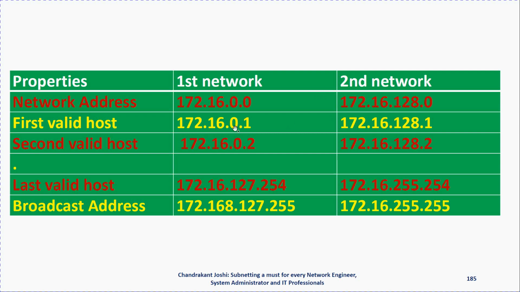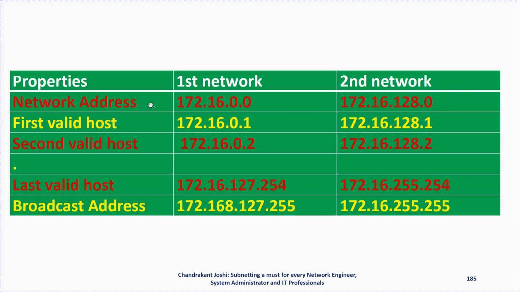the third octet. 1 less than the second network will give us the first network's broadcast address. Remember, 1 less than this will not be 127, because this is the network portion only. So 127.255 is what we get after subtracting 1 from here.